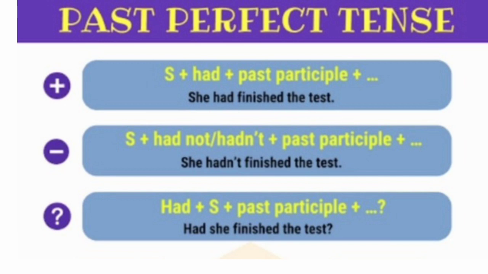For positive, subject plus had plus past participle plus object if any. She had finished the test. Negative, subject plus had not plus past participle plus object. She hadn't finished the test. For interrogative, had plus subject plus past participle plus question mark. Had she finished the test?